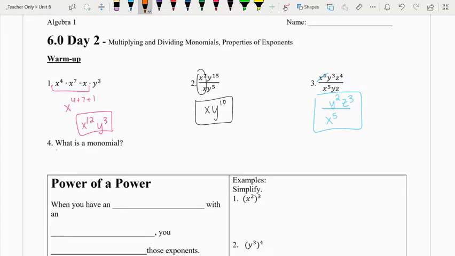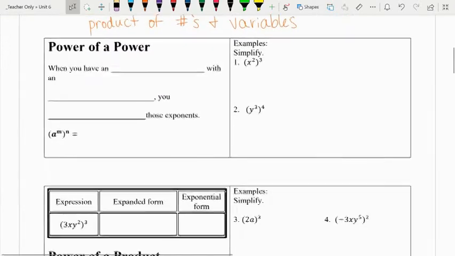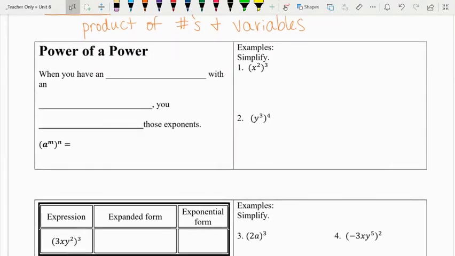Now, hopefully you copied down what is a monomial. Remember, it's a product of numbers and variables. Okay, that's just another way of saying it. So we're going to have a power of a power this time, okay?